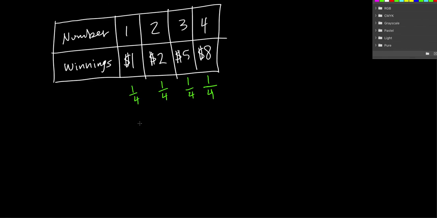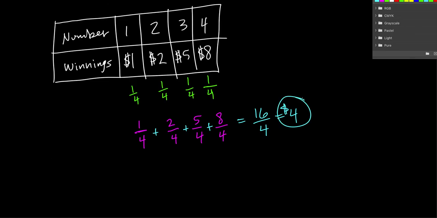So if we do 1 times 1/4, we get 1/4. If we do 2 times 1/4, we get 2/4. And then 5/4 and 8/4. We add these together now to get our expected value. So 1 plus 2 plus 5 plus 8 is 16, so 16/4, which is going to be $4. So you're expected to get a return of $4 every time you play the game.